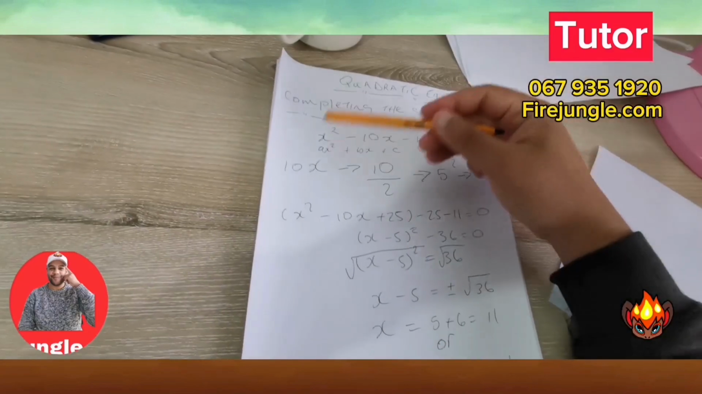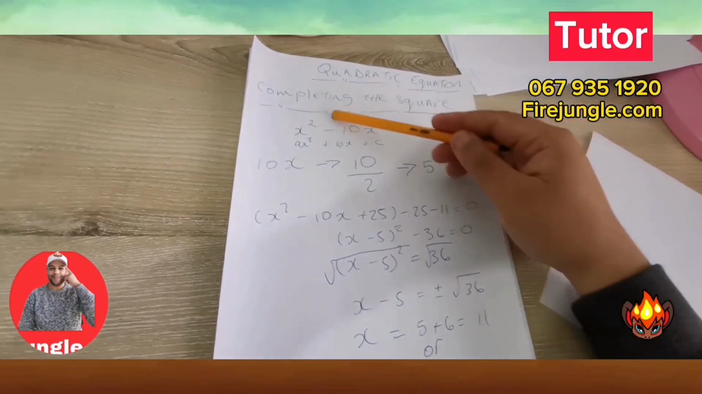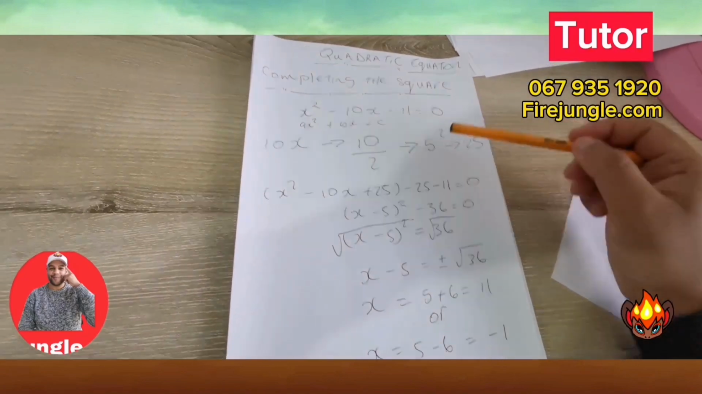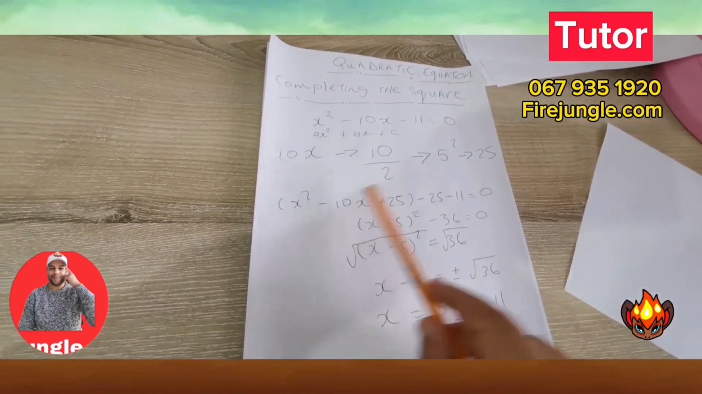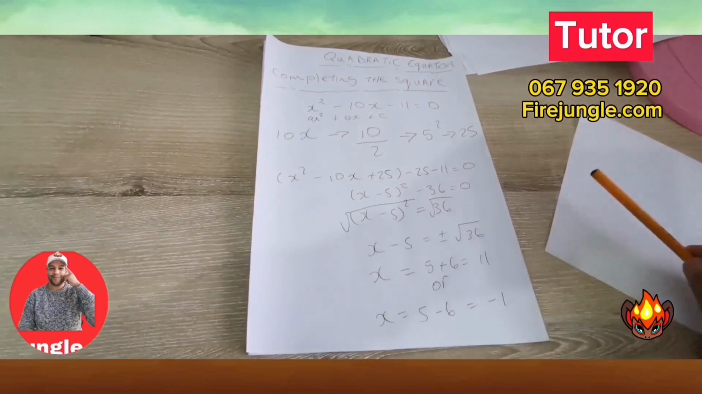So that's the process of completing the square. Just remember, we take the middle term, halve it and square it, and then we place it in brackets and separate it, and then we go about solving the equation.